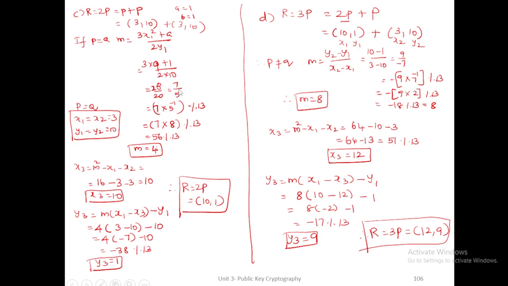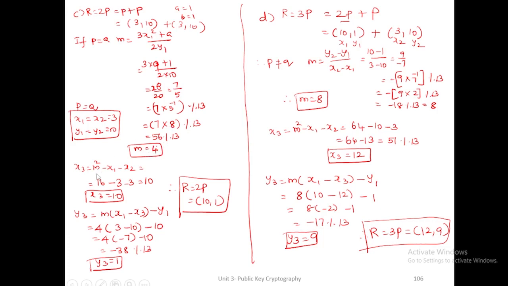So 7 into 1 by 5 is rewritten as 5 inverse. The multiplicative inverse of 5 in Z13 is 8, that means 5 8s are 40, and 40 mod 13 gives the remainder 1. So 7 into 8 is 56. It is greater than 13, so I am doing the mod operation here. So m is equal to 4. Now I am calculating with m equal to 4.